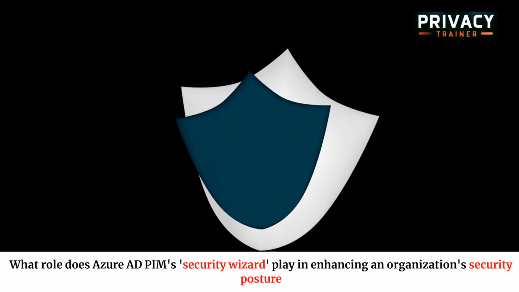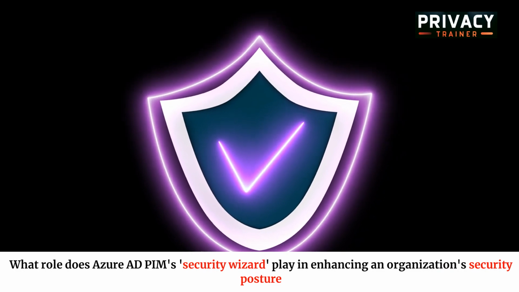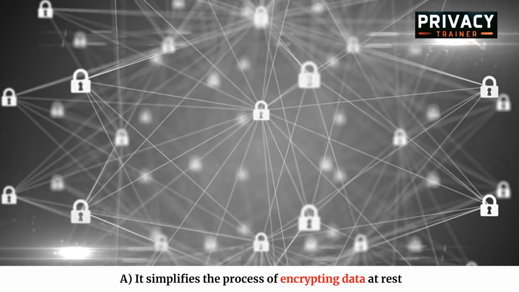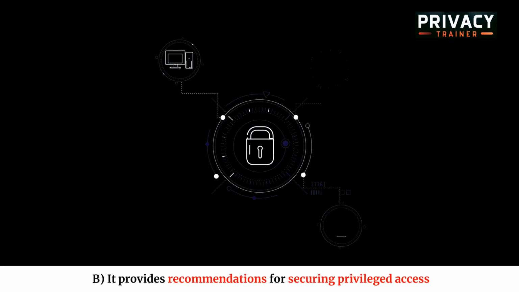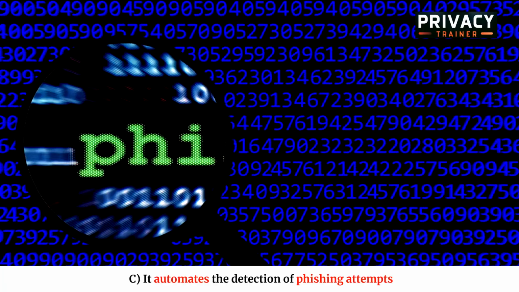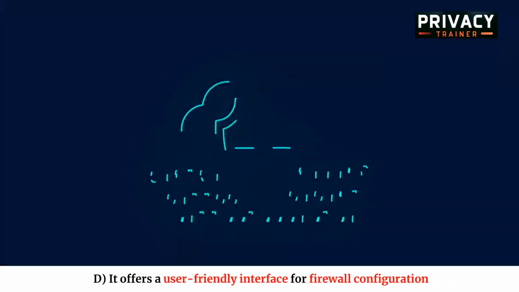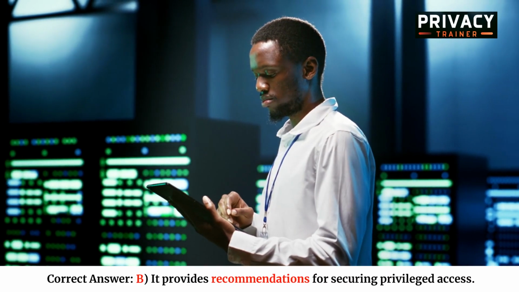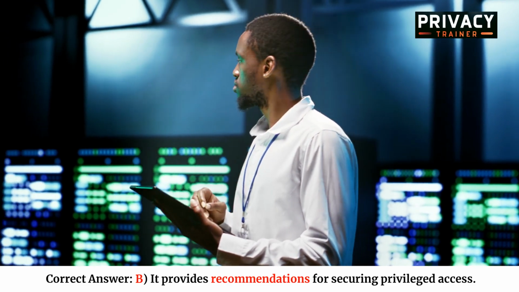What role does Azure AD PIM's Security Wizard play in enhancing an organization's security posture? A. It simplifies the process of encrypting data at rest. B. It provides recommendations for securing privileged access. C. It automates the detection of phishing attempts. D. It offers a user-friendly interface for firewall configuration. Correct answer: B. It provides recommendations for securing privileged access.